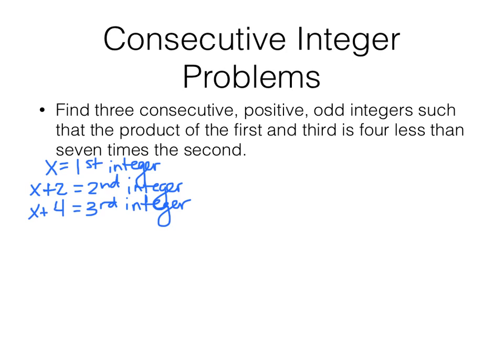So think about odd numbers. Think about odd like 1. The next odd number is 3, 1 plus 2. And the next odd number after 3 is 5, 3 plus 2. Okay? Let's map it out. The product of the first and third. So we have the first integer times the third integer on one side. Is my equal sign. 4 less than, so that's minus 4. 4 less than what? 4 less than 7 times the second integer.